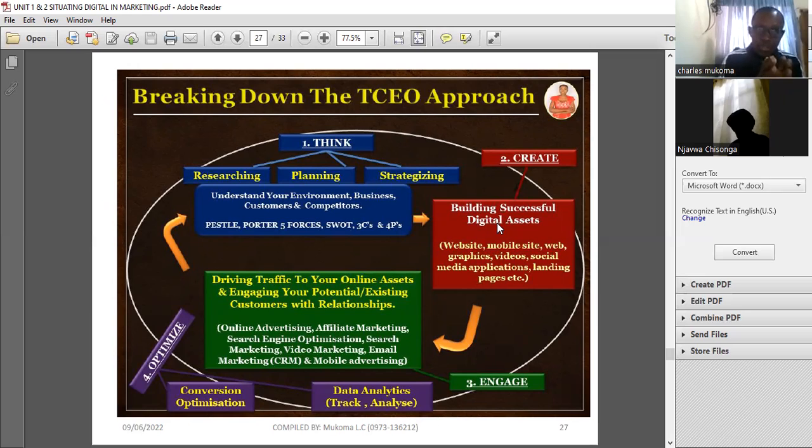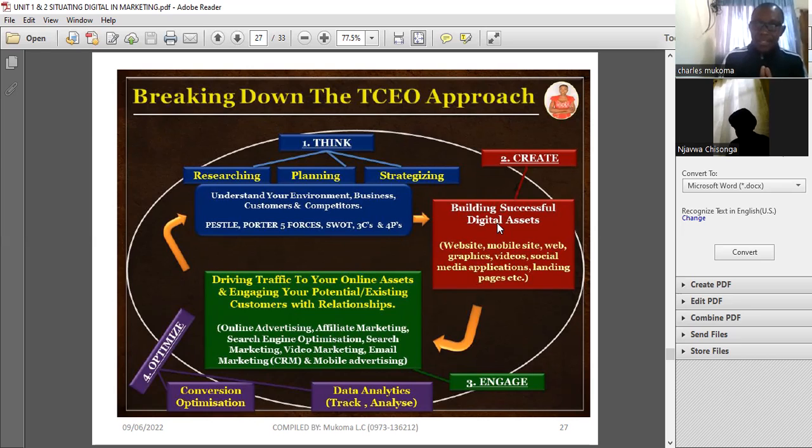Now, in researching, planning, and strategizing, we use the PESTO, the Porter 5 forces, the SWOT analysis, all those things. They are the things that we take into account as we are researching, as we are planning, and as we are strategizing our digital marketing.